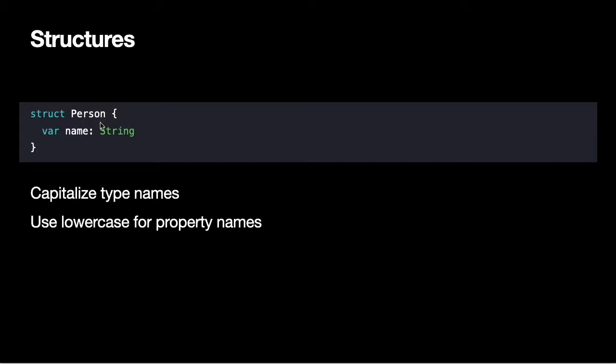We capitalize type names in structures using upper camel case, and that way all of our types are upper camel case and capitalized. The structure itself is defined with the struct keyword, and then we can put our functionality inside the braces. Inside, we use lower camel case for property names.